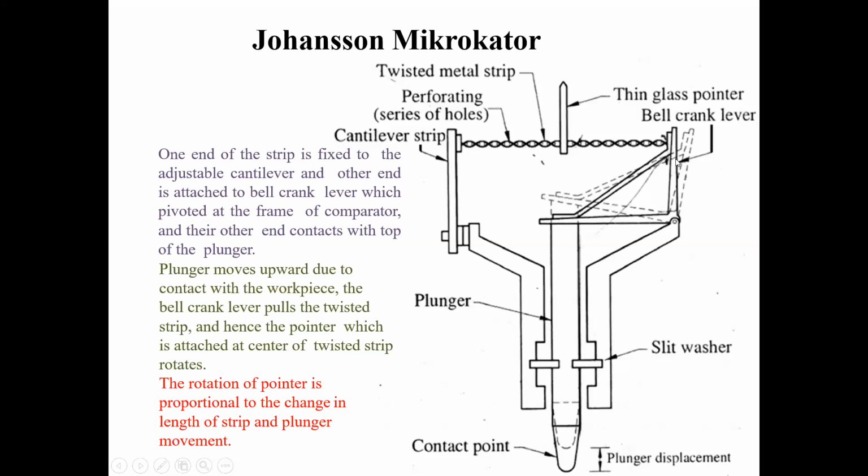When it pushes the bell crank lever, the lever moves from the initial position, the black colored lines position, to the hidden line position. When it is pushed away, tension is applied on the twisted metal strip. Because of this tension, the twisted metal strip starts to rotate, and along with it the glass pointer also rotates on the dial to indicate the small variation of the plunger movement on the work part. This is the working principle used in the Johnson Microcator. Okay, right.